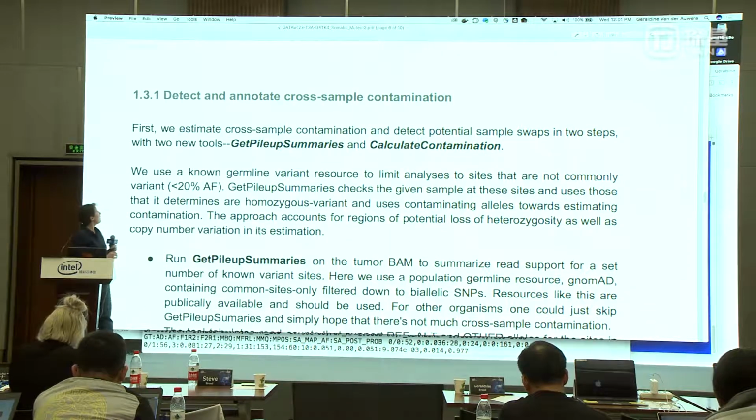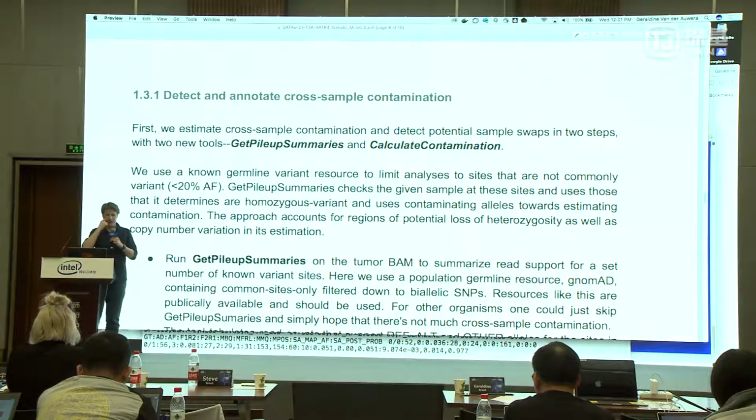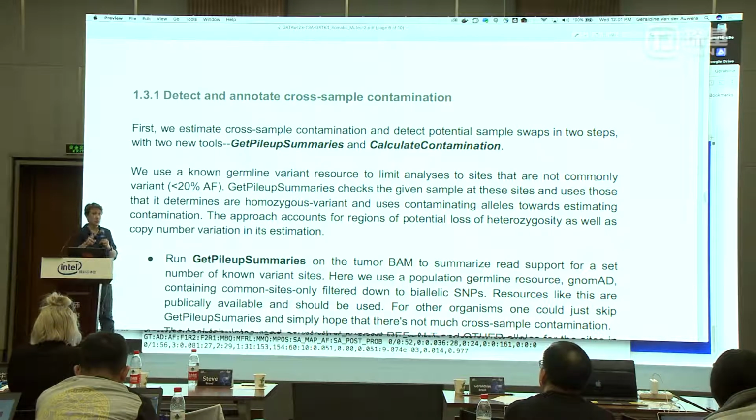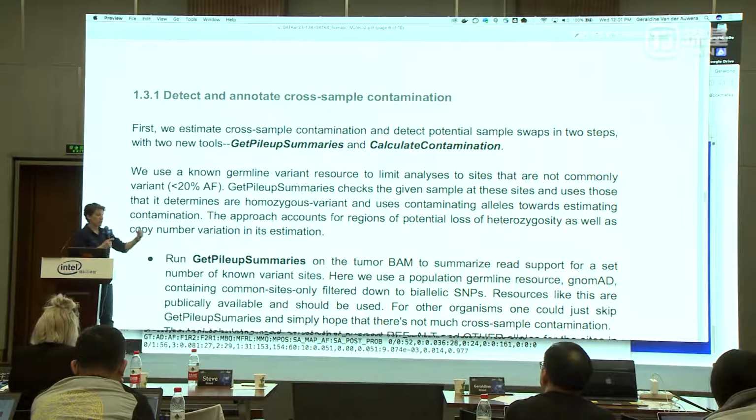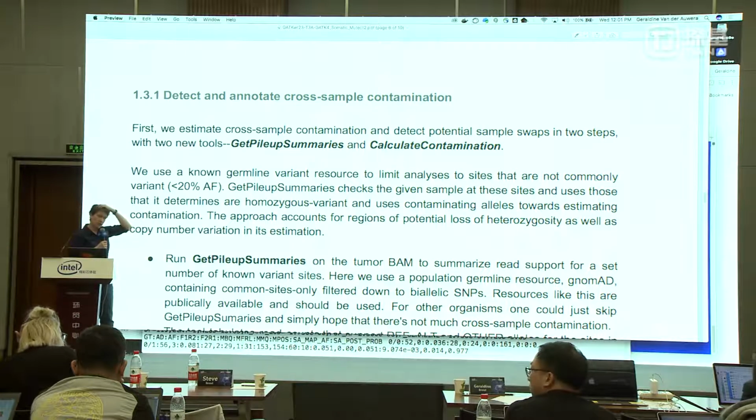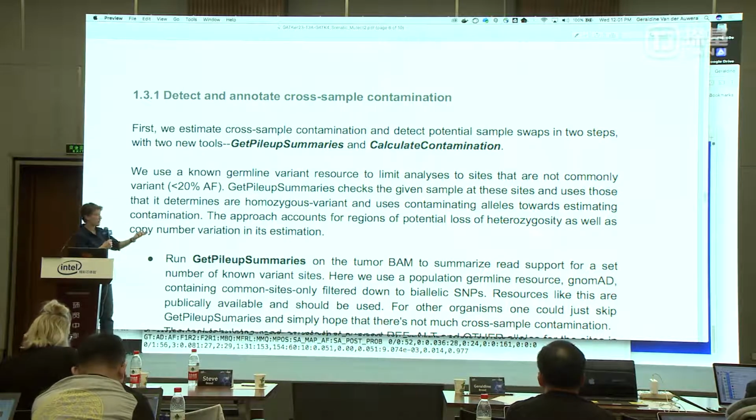Okay. So we're going to have two steps and two tools here, and this is going to allow us to do the cross-sample contamination step. This is the filtering we're going to do for this particular workshop. We're not going to do the pre-adapter metrics filtering again because that is currently being overhauled. So we're going to focus on cross-sample contamination.